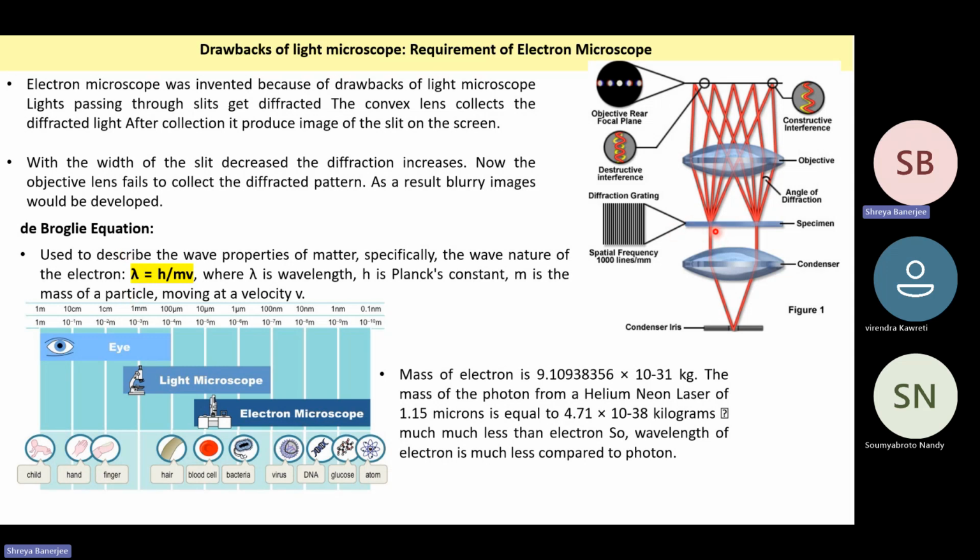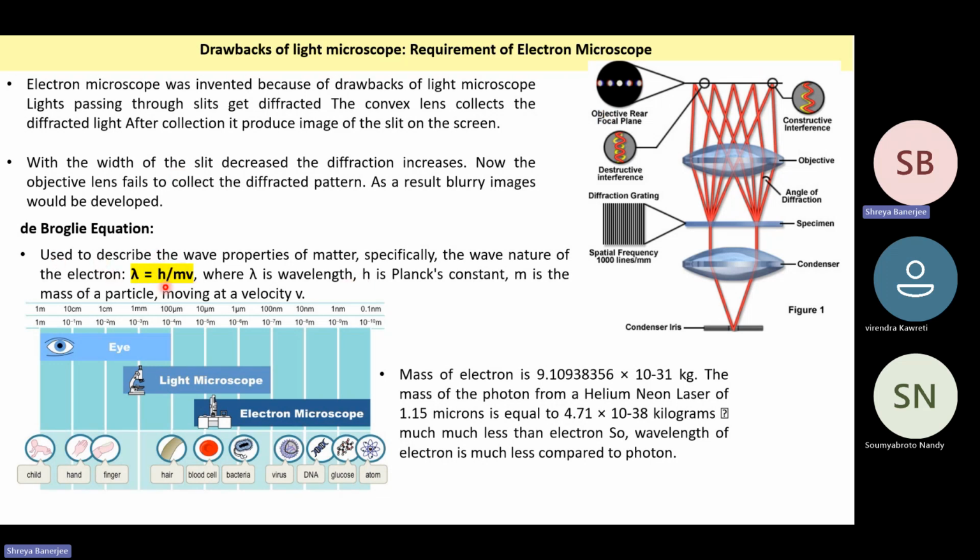Diffraction happens when you have slits like this and the light is passing through the slit and getting split up. But if the wavelength of the light is so small that it can just pass through this grating without any diffraction, then you will have a sharp image. That is what the electron microscope does.